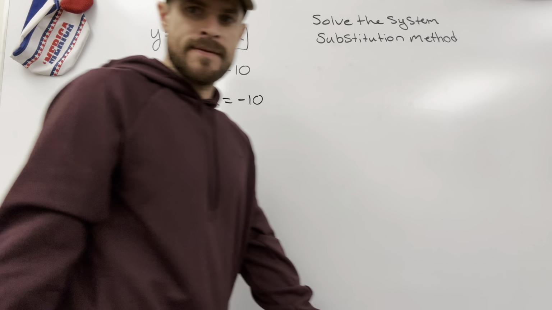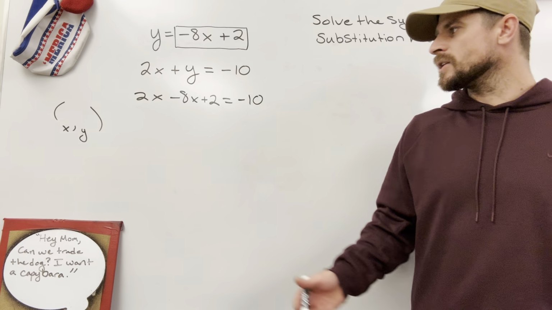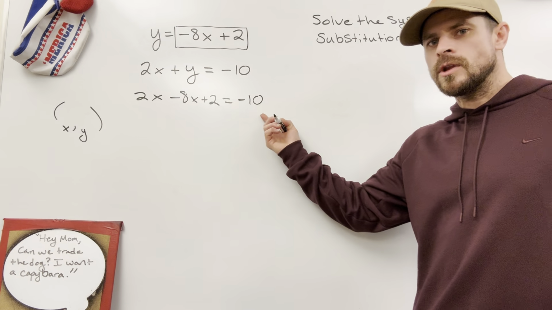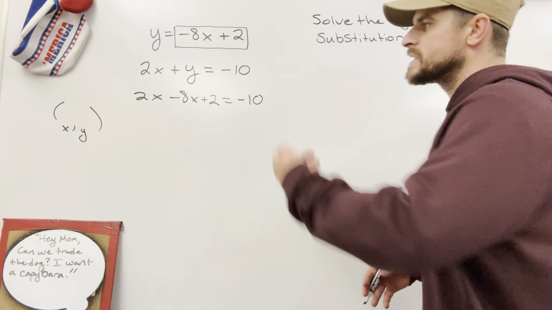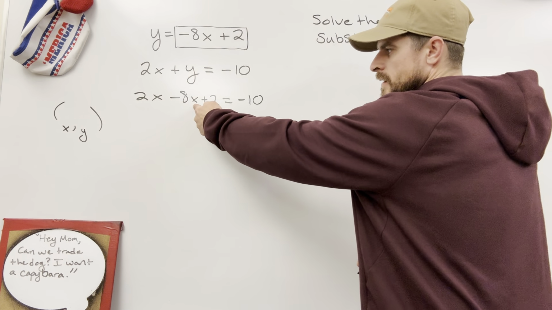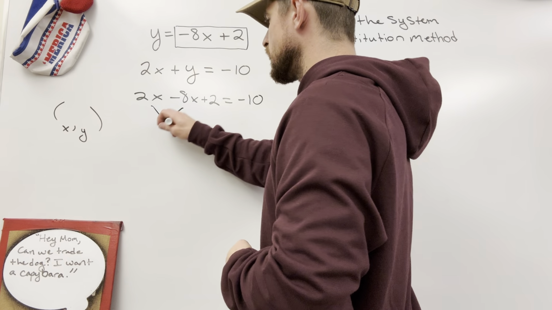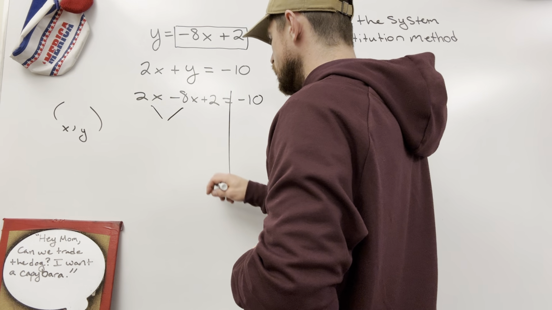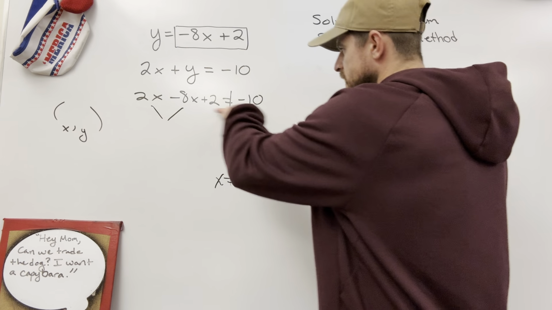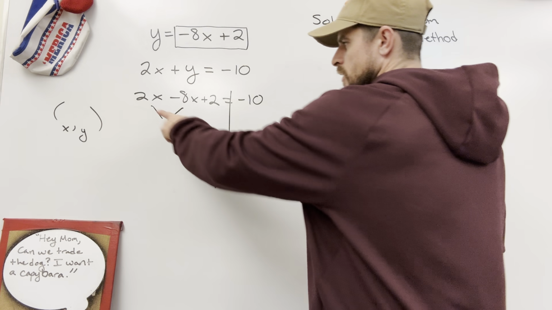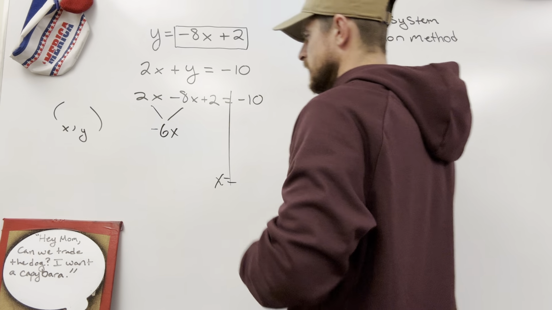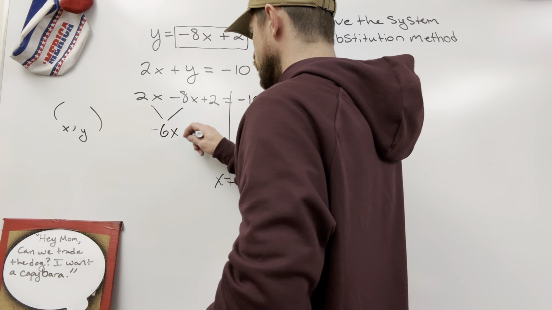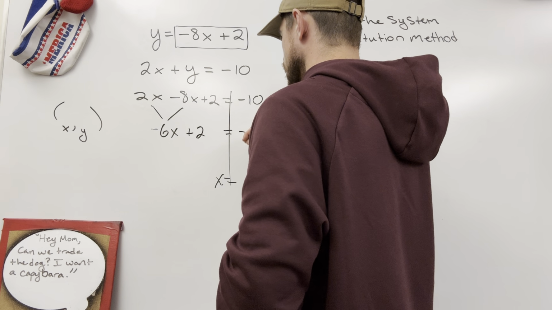So now that I have that written out, I've got an equation that no longer has y's in it. We substituted something in its place. We substituted something with an x in it. So now what I can do is I can say 2 minus 8x, and I can just solve this equation for x. So you've done this since the beginning of algebra. 2 minus 8 gives you -6 with an x attached, plus 2 comes down, equals -10.